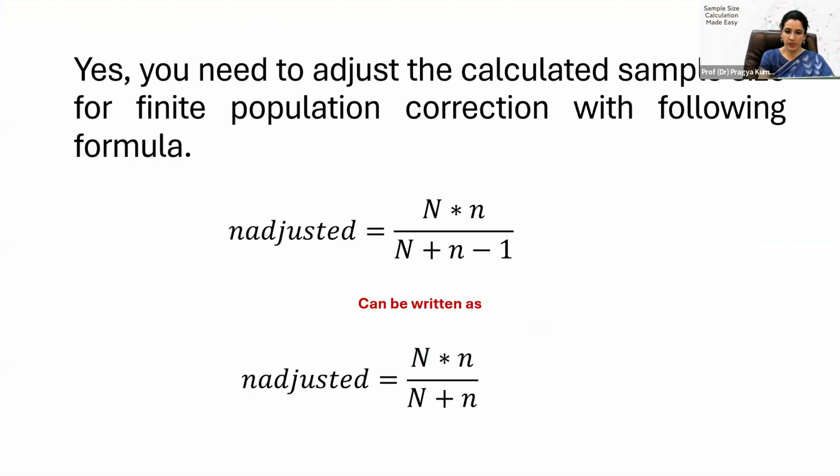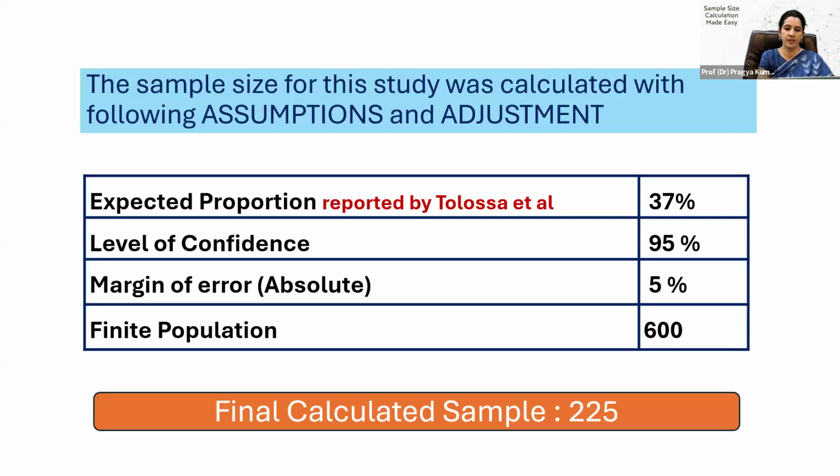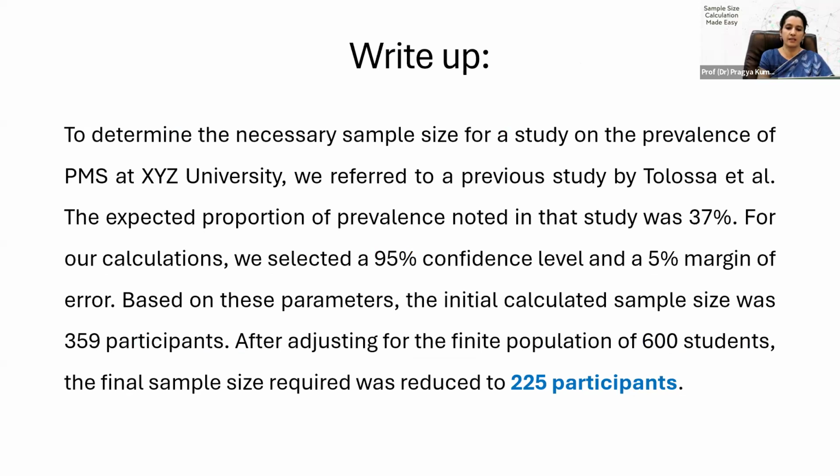Now, coming to another assumption. So, this is the formula for adjustment. It can be rewritten where n is your adjusted sample size, capital N is your finite population, and small n is the sample size which you have calculated. You can do it manually if you are using Raosoft, because there you don't have an option of population correction or adjustment. So the final calculated sample size is 225.